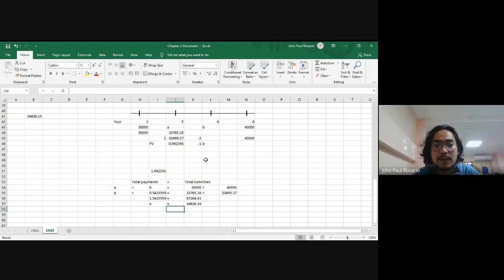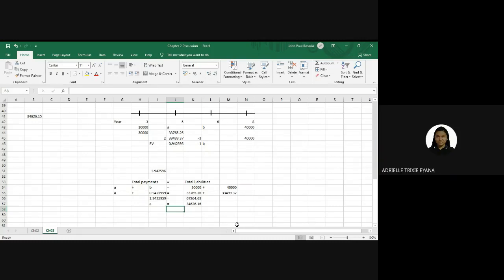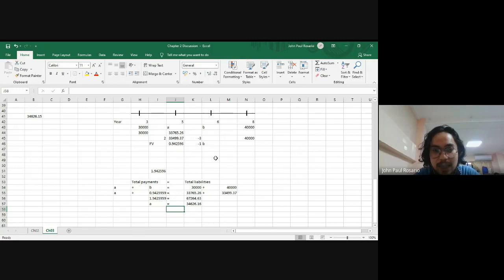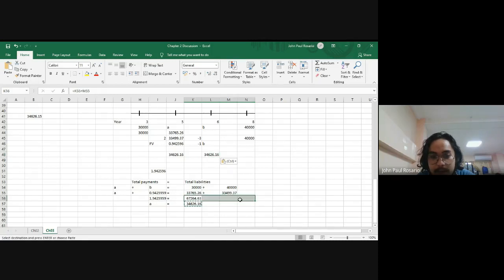So, meaning, whether you use year 6 or year 5, you will still arrive at the same answer. That is why, again, they are equivalent values. Right? Yes, sir. Okay, so let's check the validity of this, since it says the payments are equal. So, meaning your payments at year 5 and at year 6, let's see if they will result to the same amount of 67,264.63.